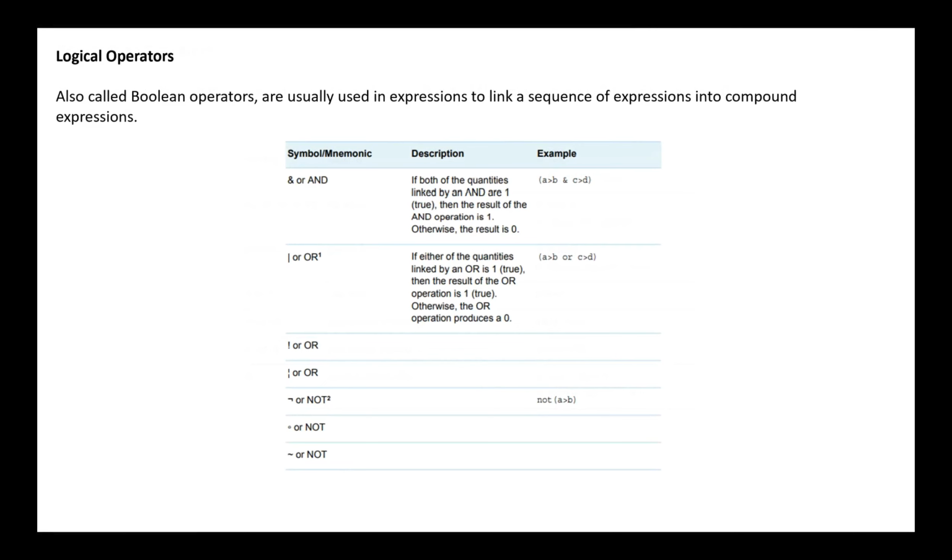Other operators are logical operators, or sometimes we call them Boolean operators. Boolean operators are usually used in expressions when we want to link a sequence of expressions into a compound expression. So if you're looking at AND, for example, if both of the quantities linked by an AND are true, then the result of the AND operator is 1. So we will look into this.